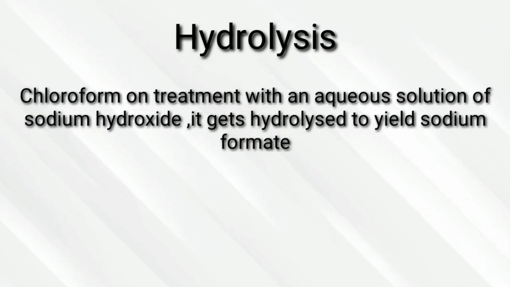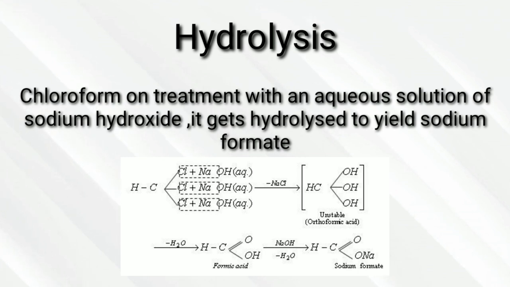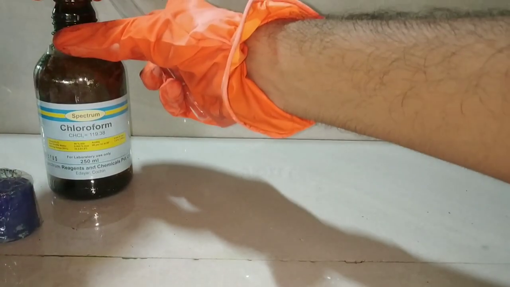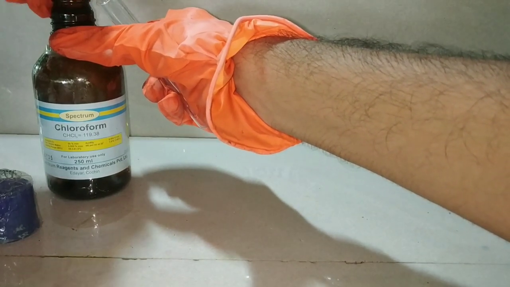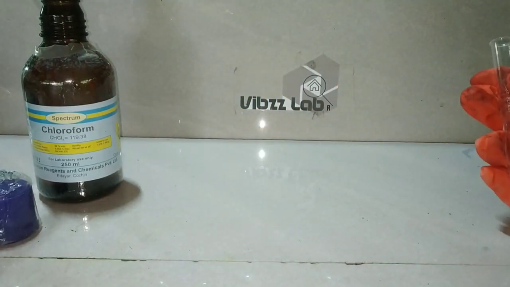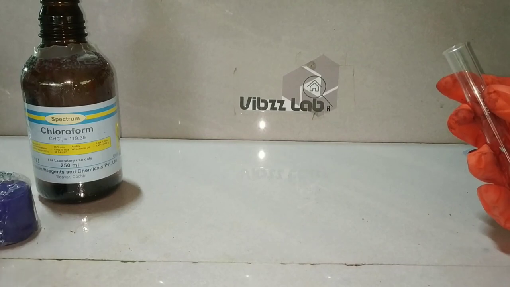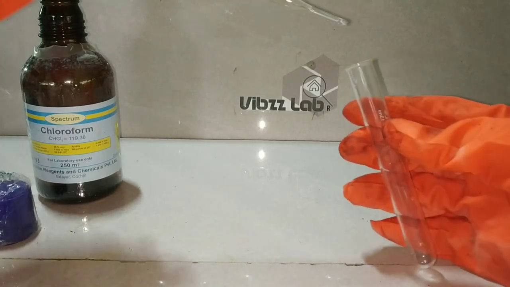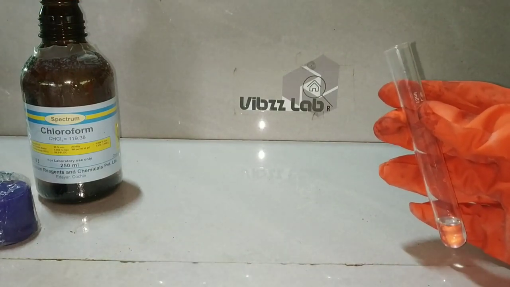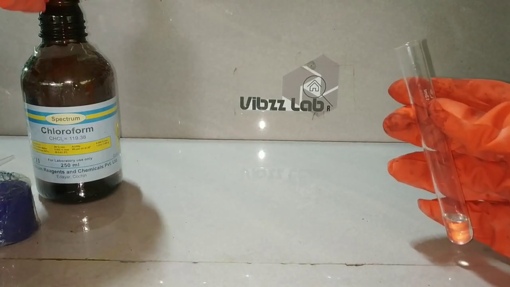Now the hydrolysis of chloroform. Chloroform on treatment with aqueous solution of sodium hydroxide gets hydrolyzed to yield sodium formate. This reaction actually takes place in two steps. In the first step, chloroform reacts with sodium hydroxide and replaces all the chlorine atoms with the hydroxyl group. And then it hydrolyzes, which means it releases one molecule of water to form formic acid. In the next step, it reacts with one more molecule of sodium hydroxide to yield sodium formate.